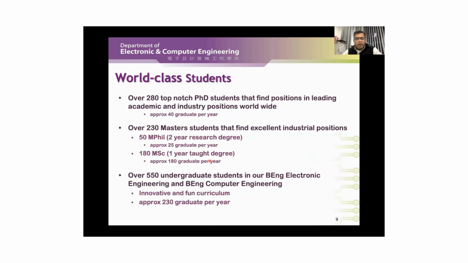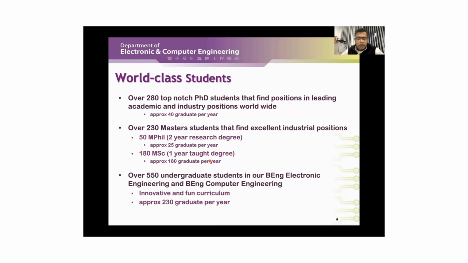So we have world-class students. Overall, we have around 280 plus top-notch PhD students that find positions in academia in the leading universities and the industries as well. So approximately 40 graduate students per year get very good academic positions in highly ranked universities or leading positions in industry.